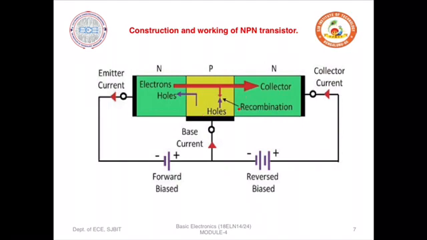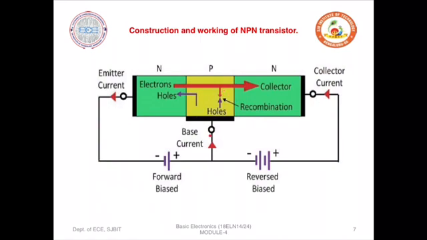This NPN transistor has p-type material in the middle and two n-type materials on the opposite sides. It means the p-type material is sandwiched between the n-type materials. In the n-type material, the electrons are majority charge carriers, and in the p-type material, holes are majority charge carriers.